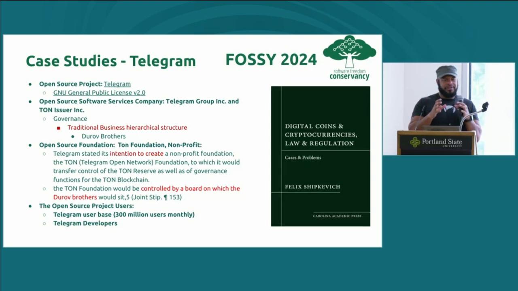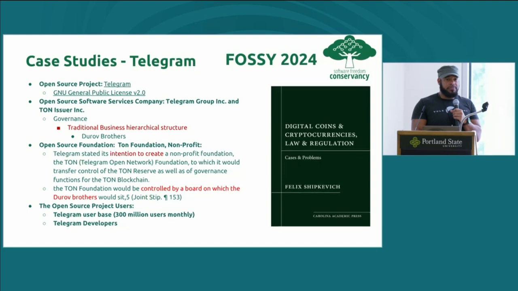The scheme where it became a security is they started issuing and minting tokens. At some point, and Brandon's going to talk about this, they were going to move everything that was surplus over to the foundation. Of course, the foundation's directors are the Durov brothers, so they have full control. So let's go to community.